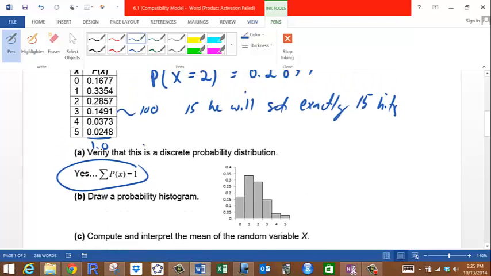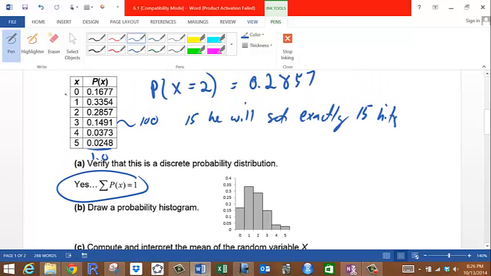Now, part B says draw a probability histogram. All there is to doing this is just list out the values of x. So I have done that here: 0, 1, 2, 3, 4, and 5. And then the heights we'll just draw to the probability. So at 0, we're at 16%, which is right here above 15%. And then at 1, we're at 33%, a little more than 33. And then we'll just draw that on down.